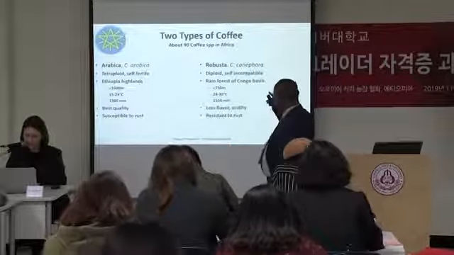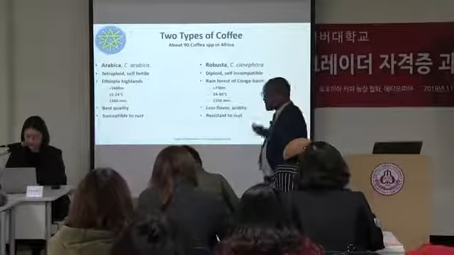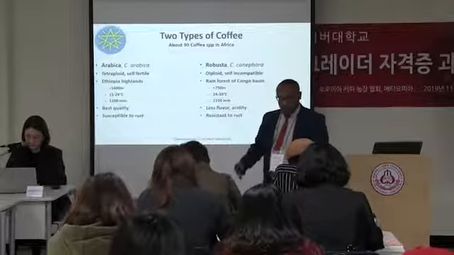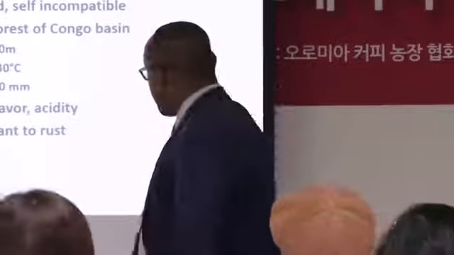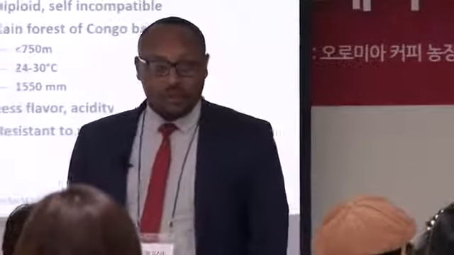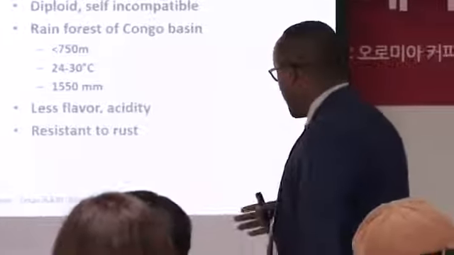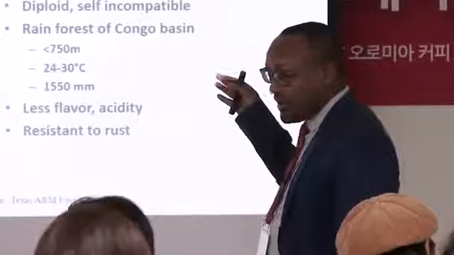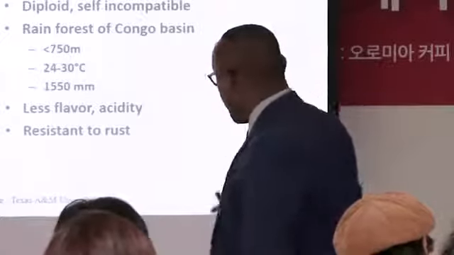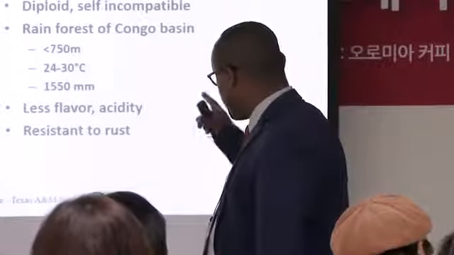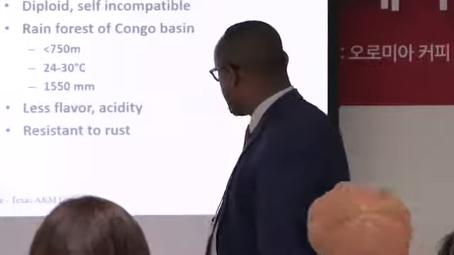When we come to coffee Robusta, it is self-incompatible. That means it cannot grow by its seed. Mostly they are using cuttings for propagating coffee Robusta. The other thing is that, in most cases, it is common in rainforest areas. Rainforest or high-rain areas commonly produce this coffee Robusta.